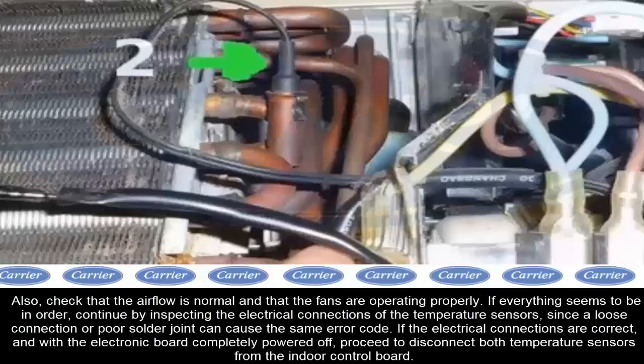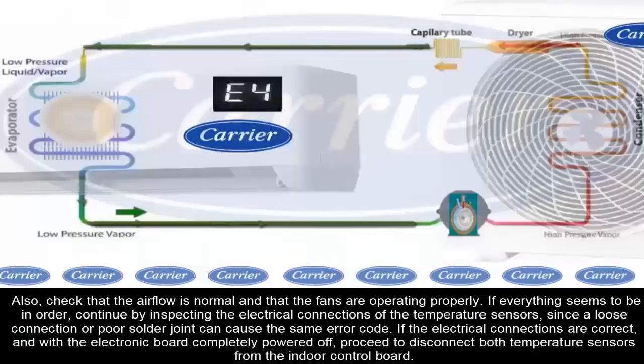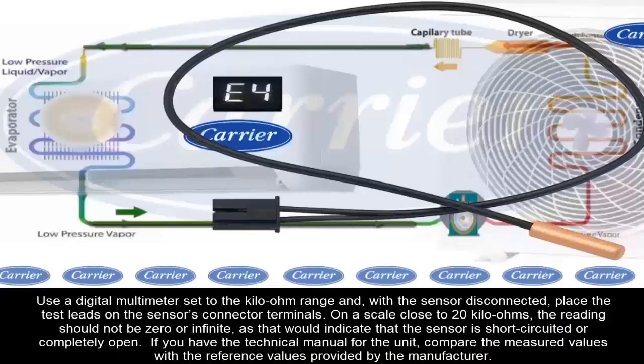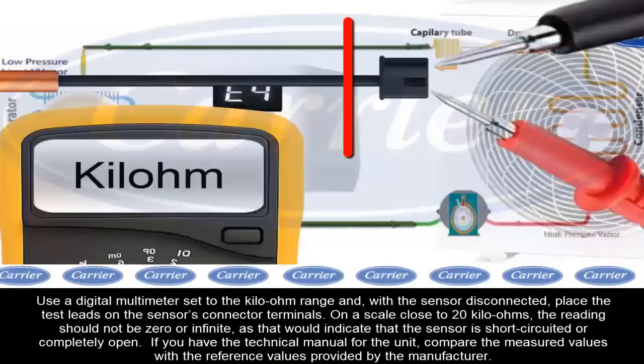If the electrical connections are correct, and with the electronic board completely powered off, proceed to disconnect both temperature sensors from the indoor board. Use a digital multimeter set to the kilo-ohm scale and, with the sensor disconnected, place the meter probes on the sensor's connector.